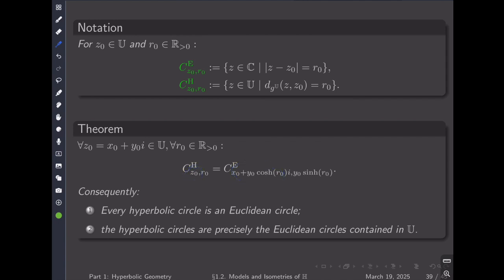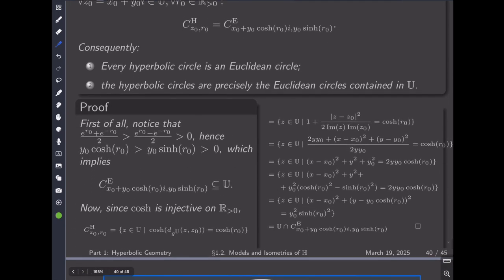Consequences. Hyperbolic circles are precisely the Euclidean circles contained in U. That's an immediate consequence. And second, hyperbolic open disks are precisely Euclidean open disks contained in U. So let's say the topology induced by this metric is the usual topology. Okay, the proof is not hard.